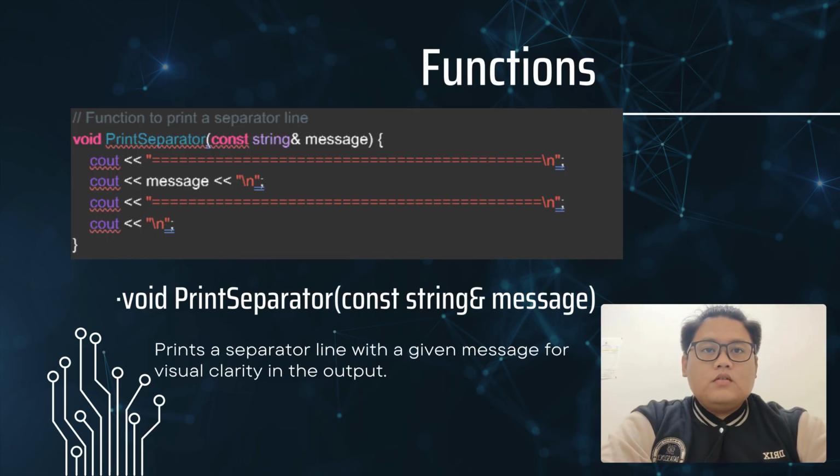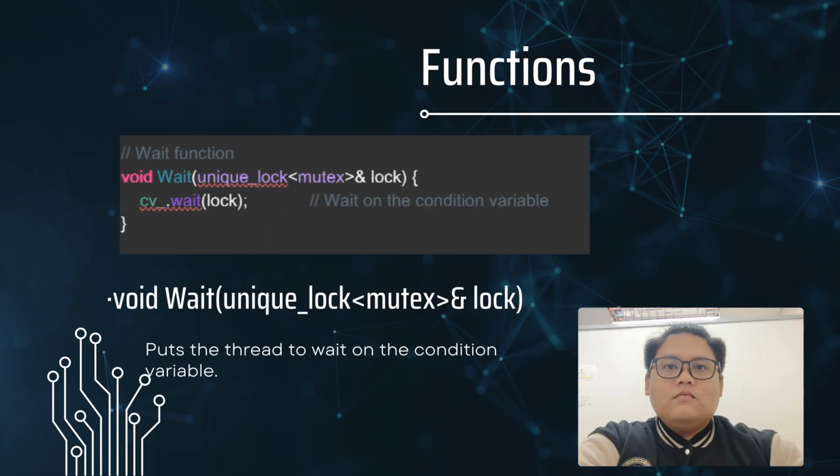The first function is the print separator function. This function prints a separator line with a given message for visual clarity in the output. The next function is the wait function, which receives the mutex of lock. This function puts the thread to wait on the condition variable.